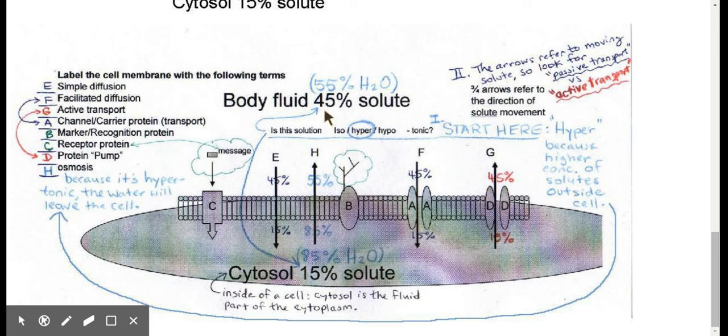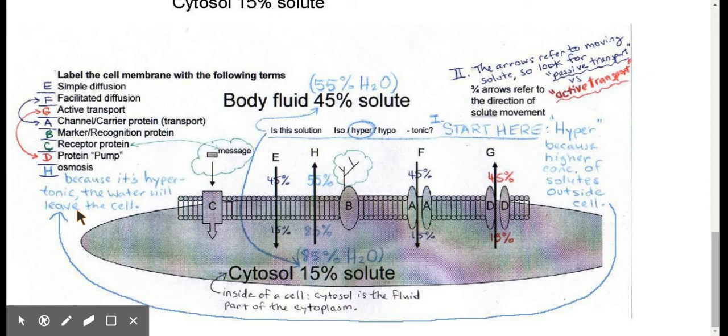Of course, if it was 15 and 15, it'd be isotonic. This one happens to be a higher concentration of solute outside, which means it's saltier on the outside, 45 versus 15. 15 is less, 45 is more. So this is a hypertonic solution. That means that because it's hypertonic, the water will leave the cell.